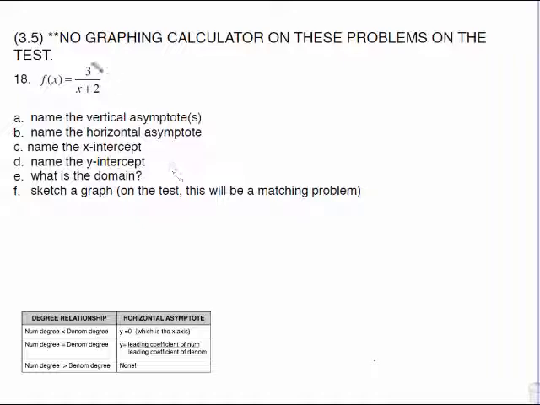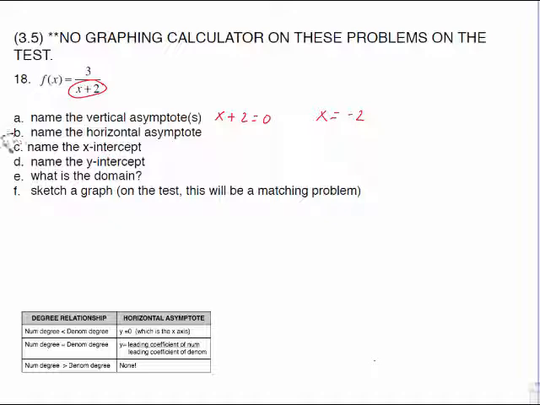And that would be the answer to that made-up problem, not that problem. Section is 3.5, which does not allow graphing calculators on this part. There's some memorizing you have to do. You have to know how to find these things. Naming a vertical asymptote is very simple. You set the denominator equal to 0 and solve. X plus 2 equals 0, which means x equals negative 2 is a vertical asymptote.